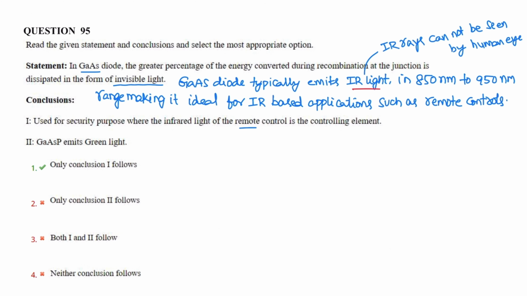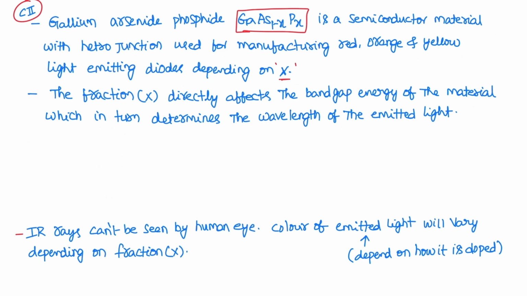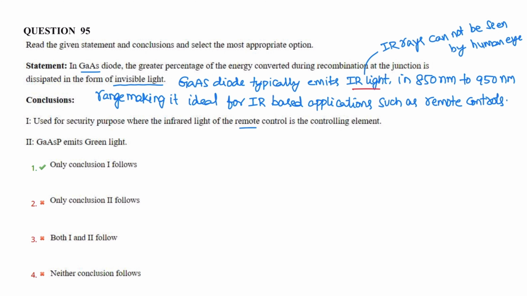So this gallium arsenide phosphate emits red, orange, and yellow light, but not green light. So conclusion 1 is true, conclusion 2 is false. Only conclusion 1 follows. Next question.